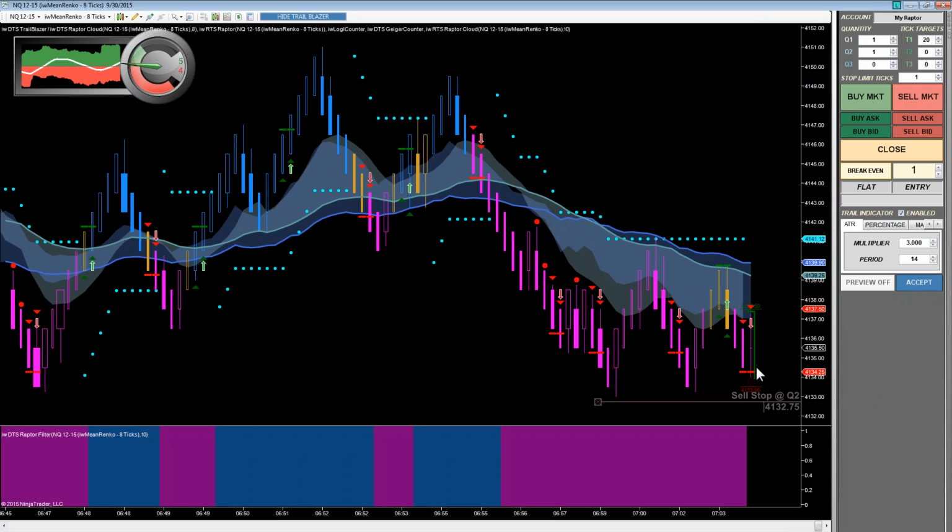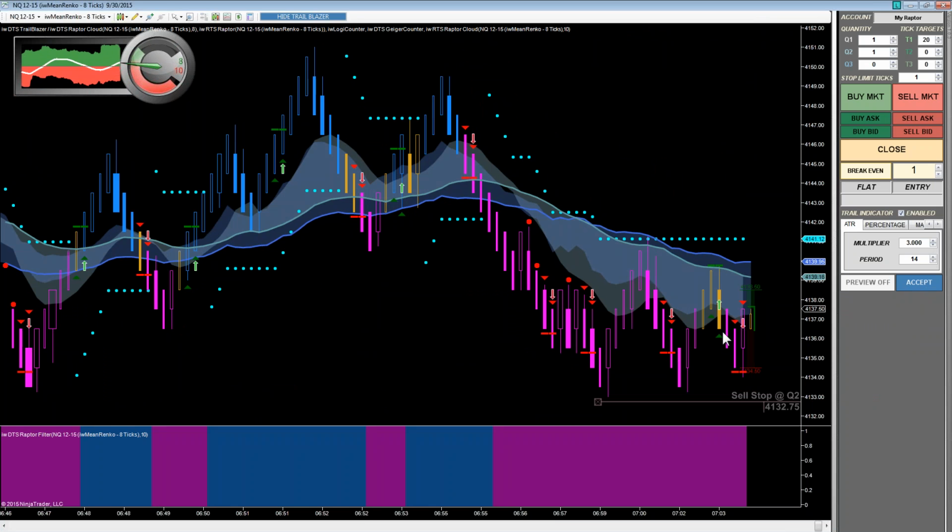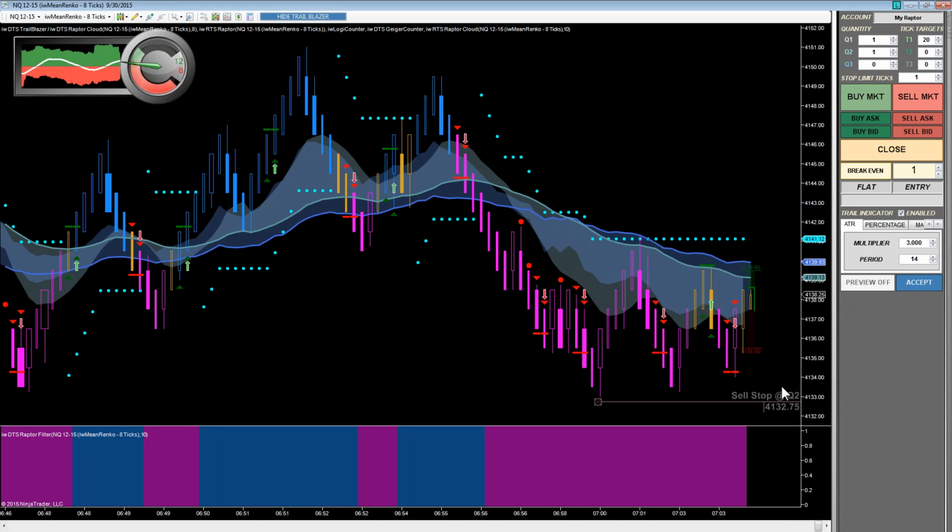Now, if this signal fails, we will have had our test of the extreme. We can come back here with a buy signal. We can actually take a look at buying the next signal to the upside. Let's see if we get a buy signal here, and I'll punch in with a trade.